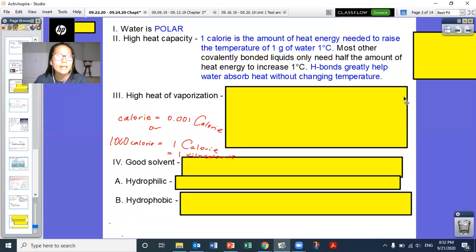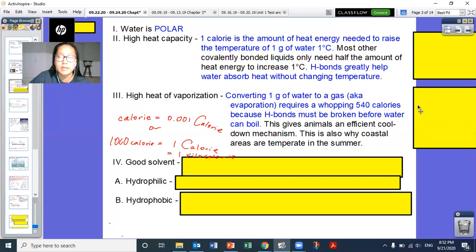Okay, so high heat capacity means that it can contain a lot of heat before it changes forms, before it changes from ice to water and from water to gas. High heat capacity, right, can contain a lot of heat, right? Capacity is containing, and it contains a lot more than most other liquids of covalent bonding. It has a high heat of vaporization. So this is related to the last one.